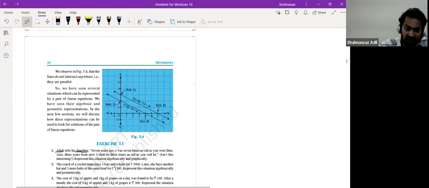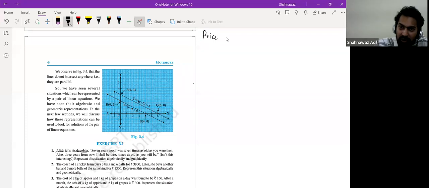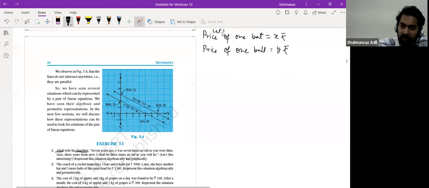So they have not given two things. One is the price of one bat, right? Yes, sir. And secondly, they have not given the price of one ball. So the unknowns are the price of the bat and the ball. The price of one bat is x rupees. This is the unknown, and the price of one ball is y. So these are the unknowns, right? Let's assume.